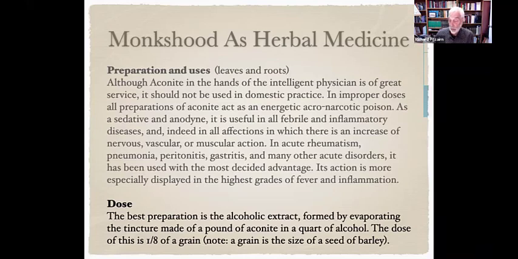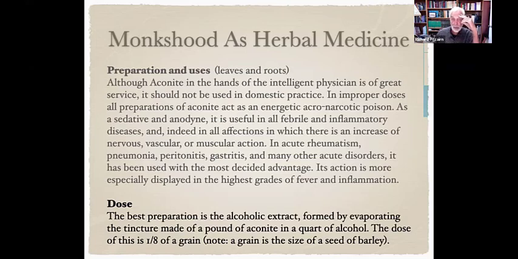So let's look at first at how it was used as an herbal medicine. So this is an extract from the book I have on herbal medicine. And the part where it talks about its use, preparation, and use. And so it says in there that though aconite, it says, in the hands of the intelligent physician is of great service, it should not be used in domestic practice. In other words, it's too dangerous to use.